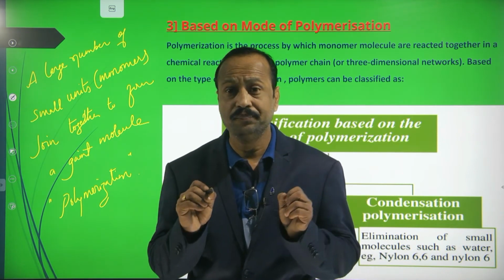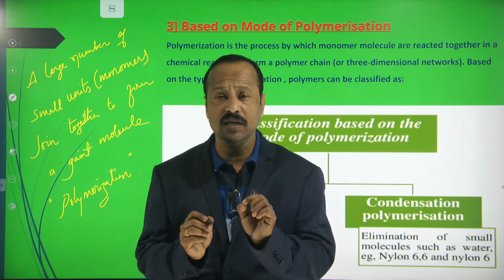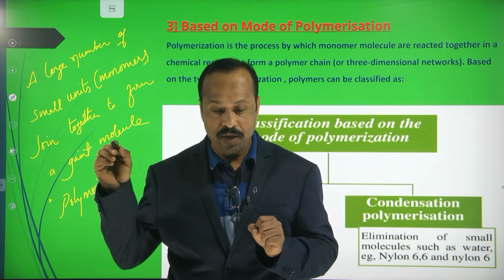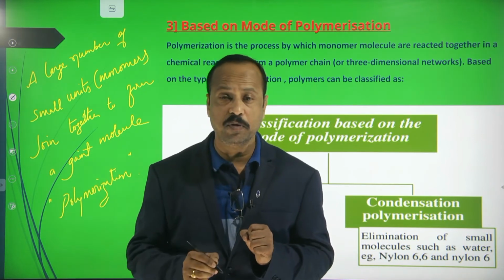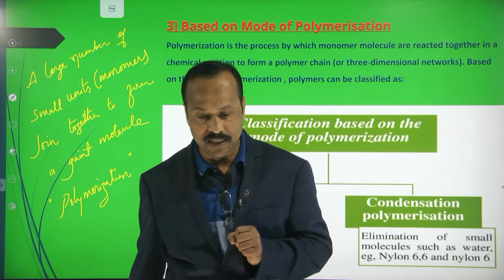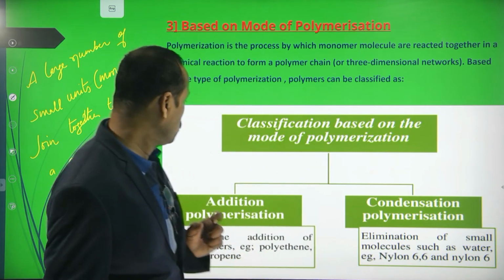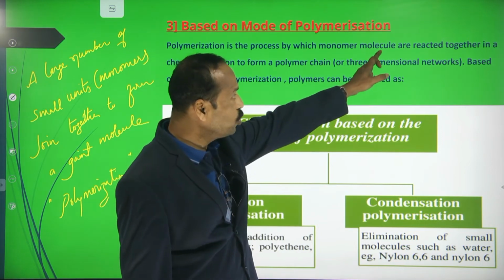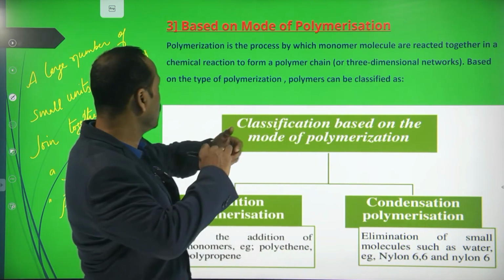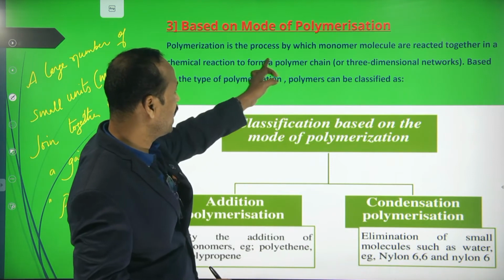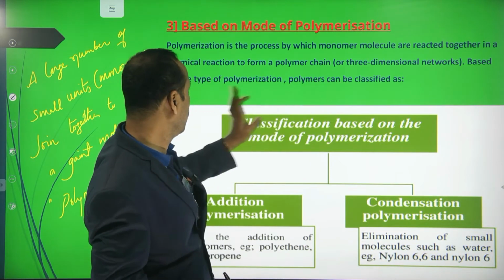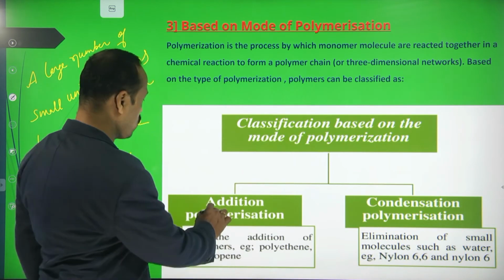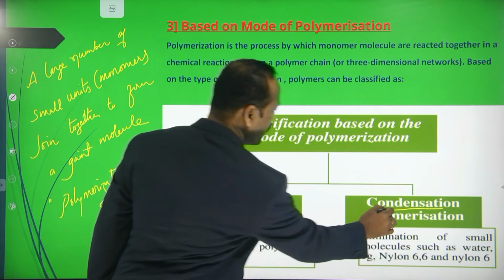An example of addition polymerization is polythene, the plastic covers, polythene covers. An example of a condensation polymer is nylon. So polymerization is a process in which monomer molecules react together in a chemical reaction to form a polymer chain. Based on polymerization, two types of polymers are there. One is called addition, the second one is called condensation.